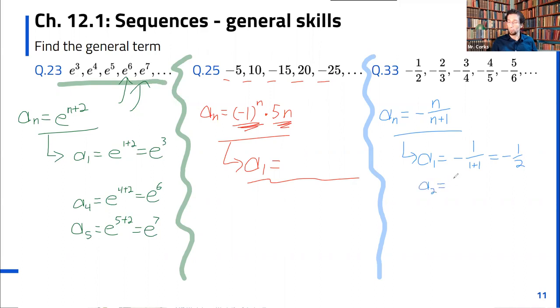And for a2, when n is 2, that's negative 2 on the top, and 2 plus 1, negative 2 over 3. A3, negative 3 over 3 plus 1 is negative 3 over 4. And so, okay, we're seeing the pattern here. We've tested 3 of them, and we also can intuitively see it's going to work out. Negative 4 over 5, negative 5 over 6, negative 6 over 7, etc. So it works.